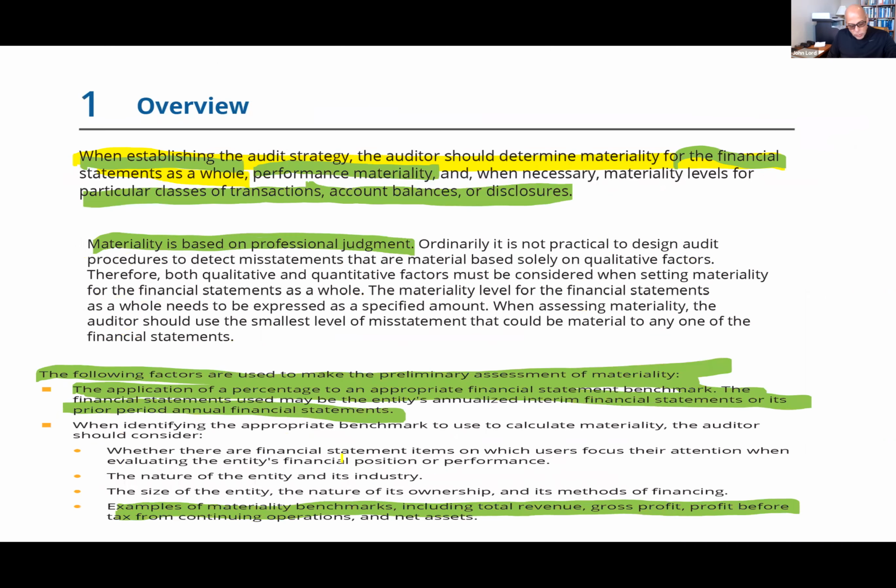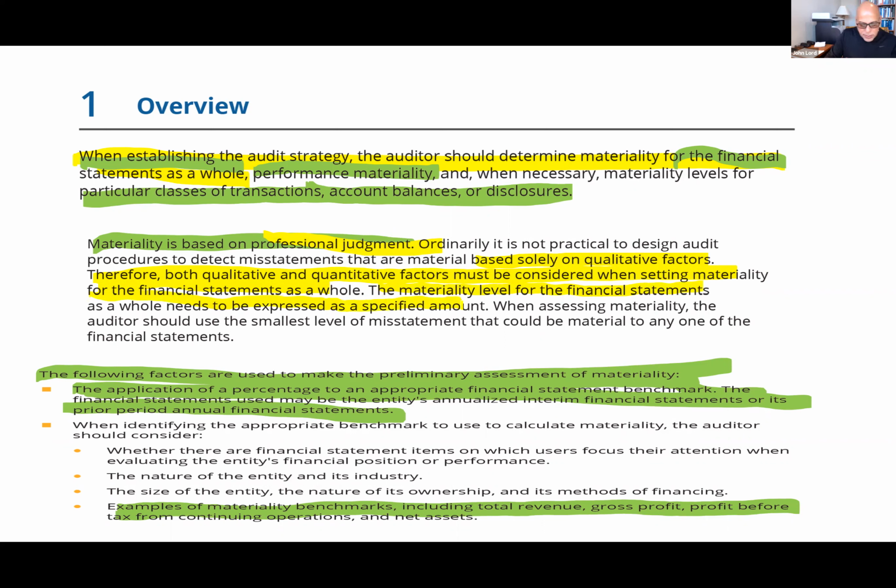Okay, so we can see that we have to come up with the materiality as a whole. And we will consider, of course, quantitative and qualitative factors. Both must be considered when setting materiality for the financial statements as a whole. And it needs to be expressed as a specific amount. We're going to see how we do that.